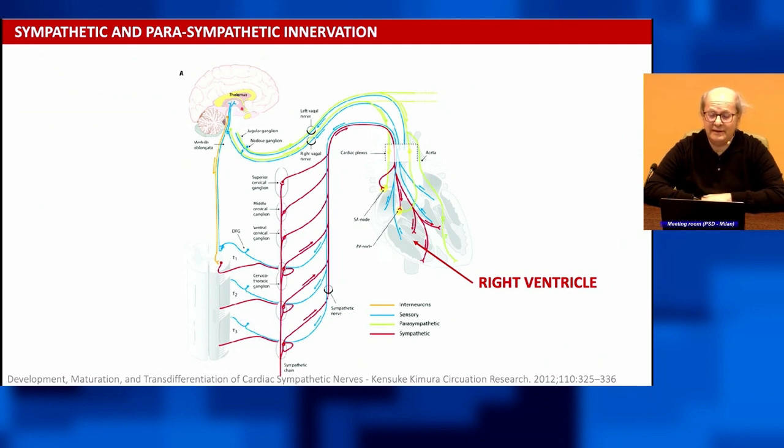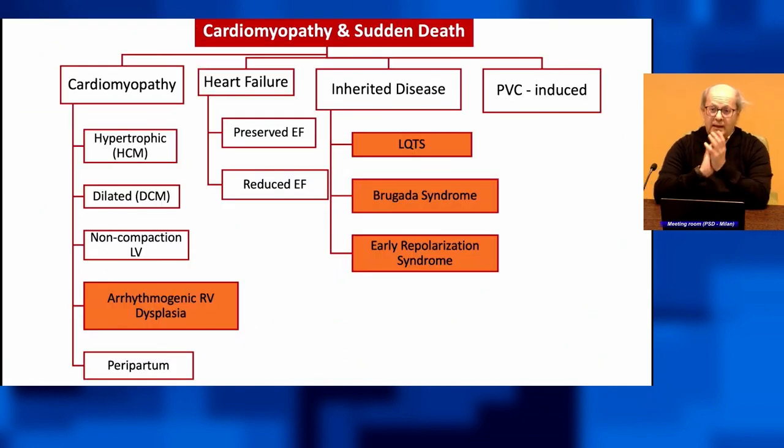And this is the geometrical configuration of the autonomic innervation, including in particular the right ventricle. But we have to admit also the left ventricle is involved, but the epicardium is the very specific localization of this autonomic control. So in detail, I will describe the substrate of Brugada, early repolarization, long QT, and right ventricular dysplasia.